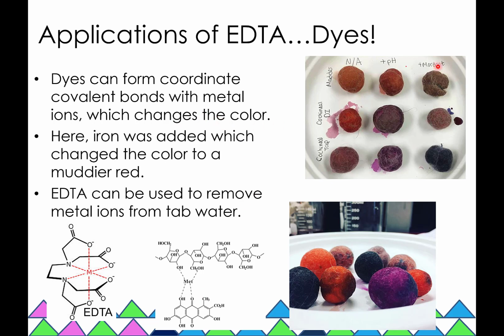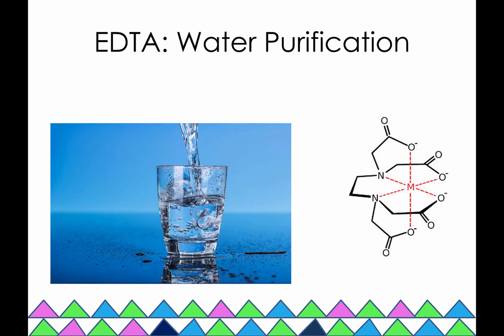So in this picture, this is an experiment that my students did. Here's cochineal in deionized water, and here's cochineal in tap water. And so you can even see in just the difference between tap water and deionized water, the deionized water is a much more vibrant color and the tap water is a little bit muddier. And that's because the tap water has these different metal ions that are coordinating to the cochineal and altering the color. People that are working in textiles will add EDTA to remove metal ions from the tap water. EDTA is also sometimes used in water purification to remove metal ions from water.